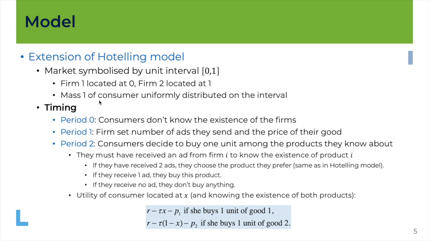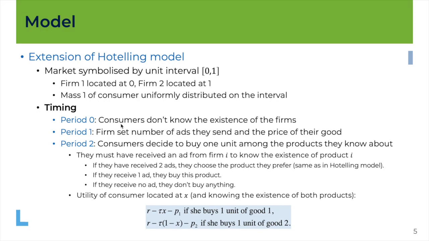Okay, and as we did before, we assume that there is a unit mass of consumers which is uniformly distributed on the interval. So this means that we will talk about fraction of consumers. This is what a mass 1 of consumers means, and the uniform distribution means that between any distance, say between 0 and 0.4, there is exactly 40% of the consumers, and between, let's say, 0 and 0.6, there is 60% of the consumers.